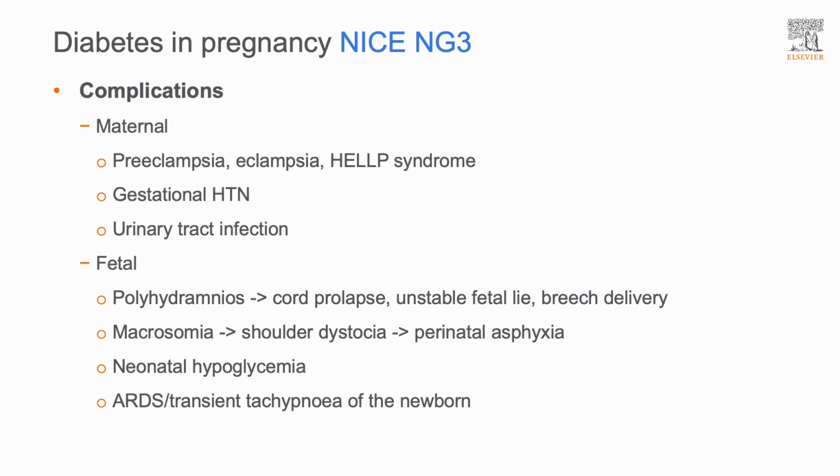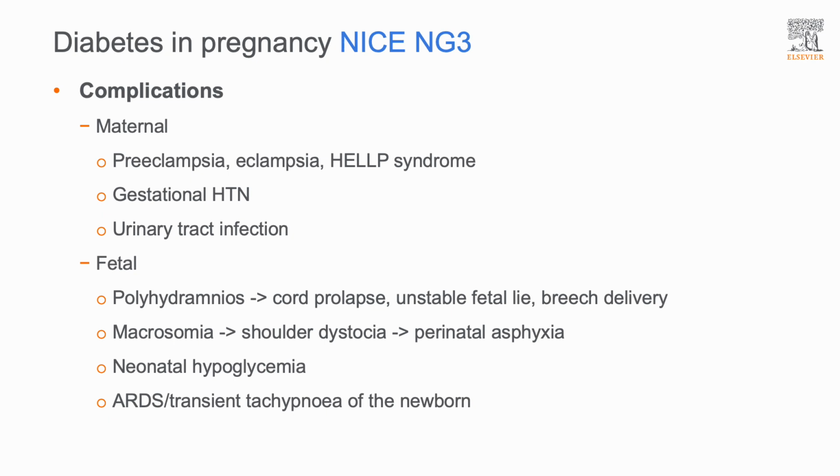Macrosomia, so a large fetus, can increase the risk of shoulder dystocia. Shoulder dystocia is an obstetric emergency in which the anterior shoulder of the fetus becomes impacted behind the maternal pubic symphysis during delivery. This can increase the risk of perinatal asphyxia and the need for a caesarean section. It can increase the risk of neonatal hypoglycemia.